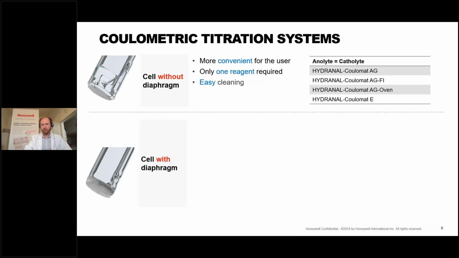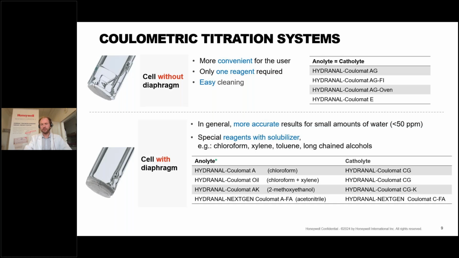Okay, coming back to the coulometric KF titration, here we distinguish the cell with and without diaphragm. The cell without diaphragm is very convenient to use since you have only one reagent that acts as anolyte and catholyte. Furthermore, the titration cell and generator electrode are easy to clean. On the other hand, you have the cell with diaphragm, which is generally more accurate, especially for the titration of samples which have less than 50 ppm water.